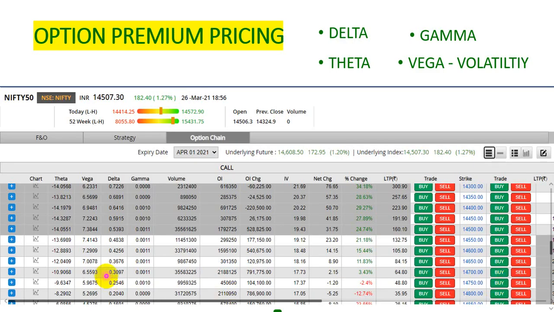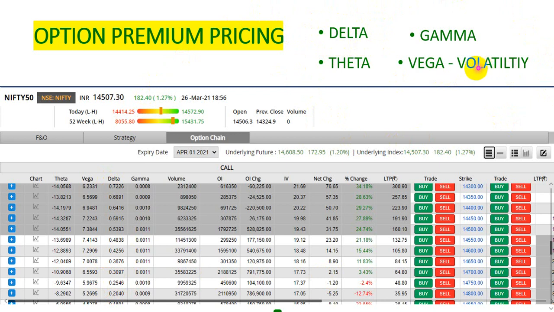Here, 0.3 delta. What did I tell? Nifty increases by 100 points means 0.3 rupees. That means how much? 30 rupees. 180 means how much? 180 into 3, 54 rupees it should have increased, no? But why did it increase only 50 paise? Because the premium pricing is because of all these 4 factors. Now delta is helping the price to increase by 54 rupees.